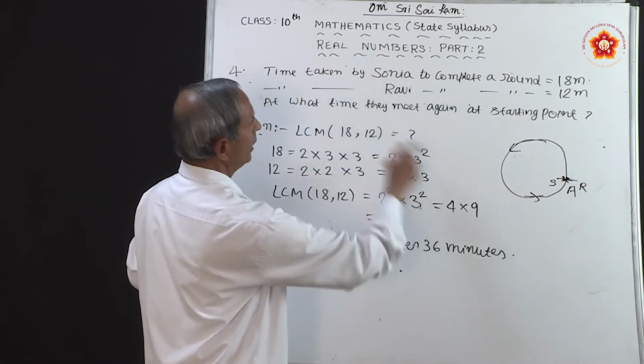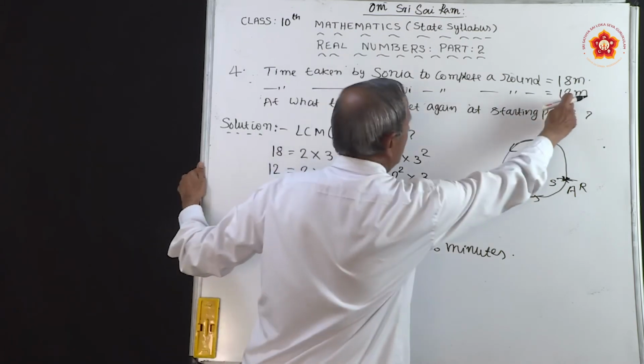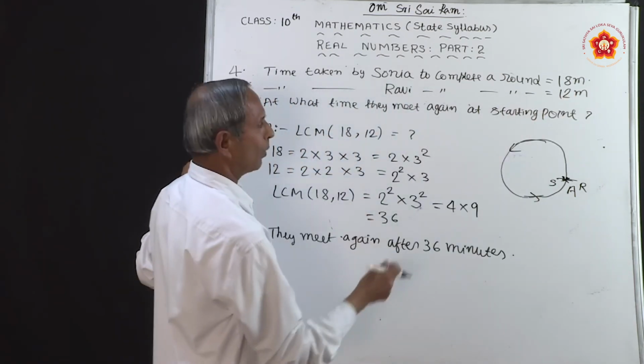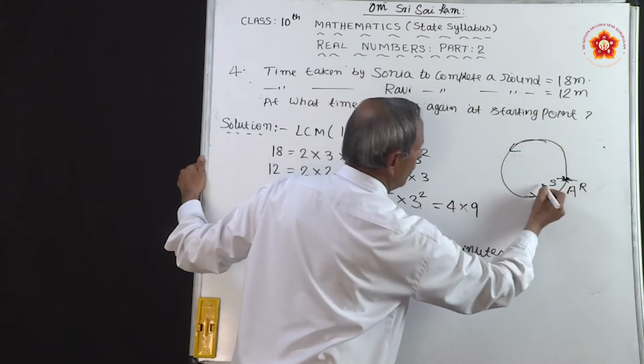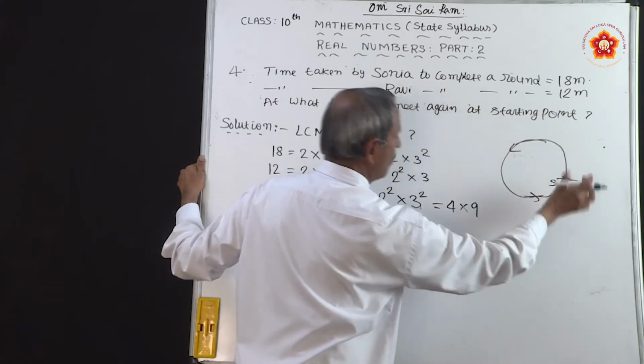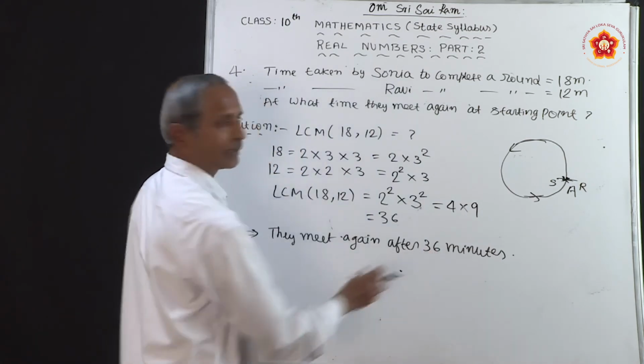Similarly, Ravi will take 12 minutes for one round. Therefore, in 36 minutes he will complete 3 rounds, and they will both meet together at the same point. Therefore, the correct answer is 36 minutes.